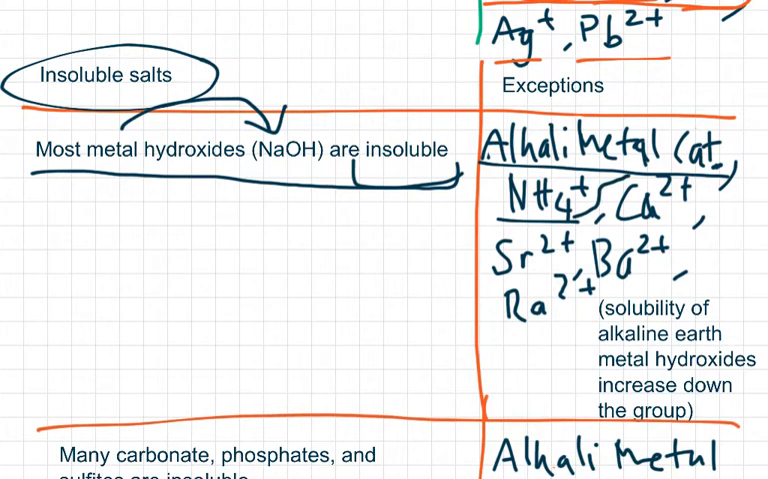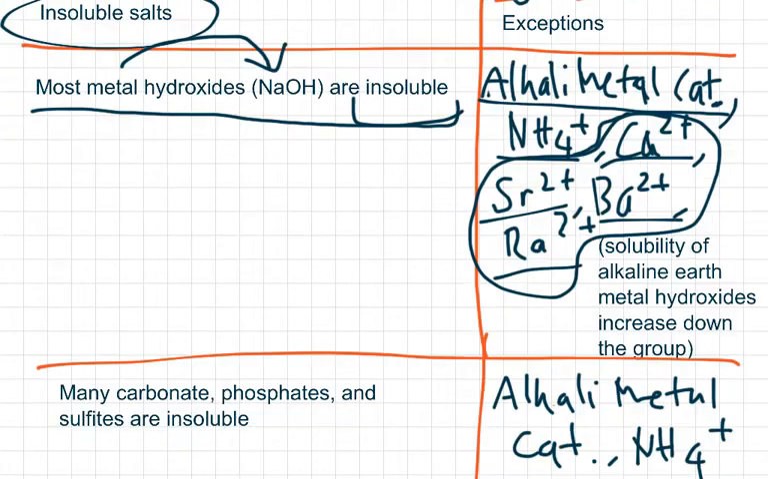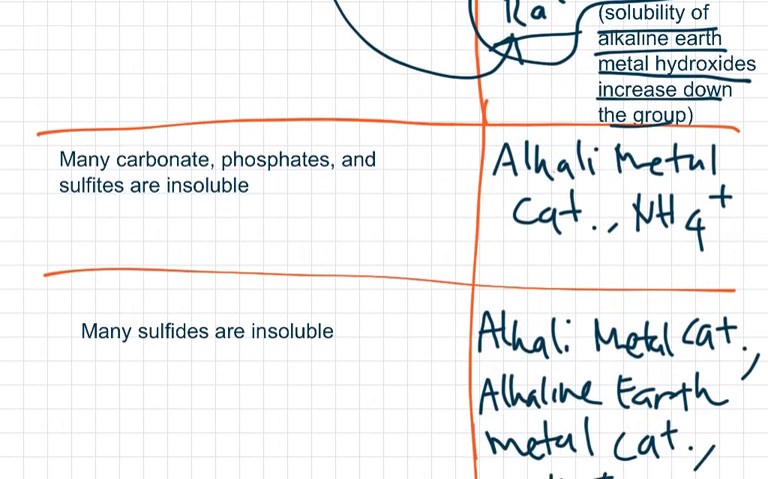And the other exceptions will be calcium 2+, Sr2+, Ba2+, and Ra2+. Notice that these are just the alkaline earth metals that are at or under calcium on the periodic table. Now, the solubility of alkaline earth metal hydroxides, or anything with an OH- that's paired up with any of these four, will increase down the group. So that's cool to know.